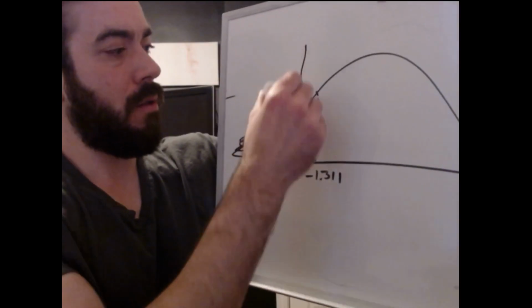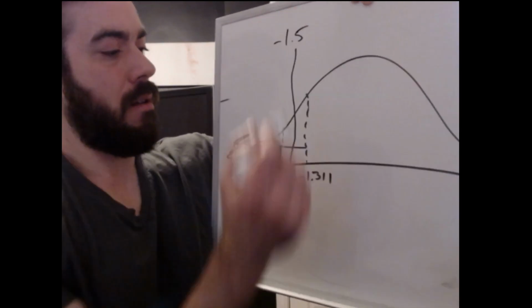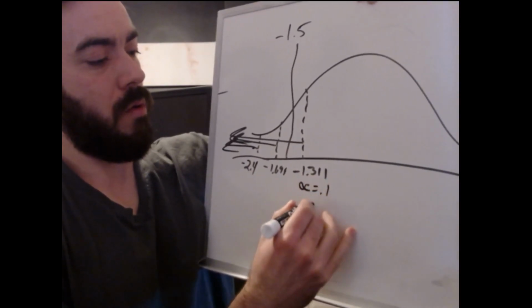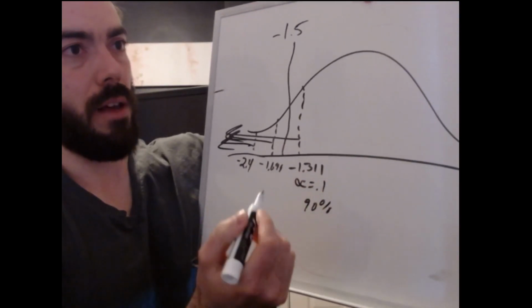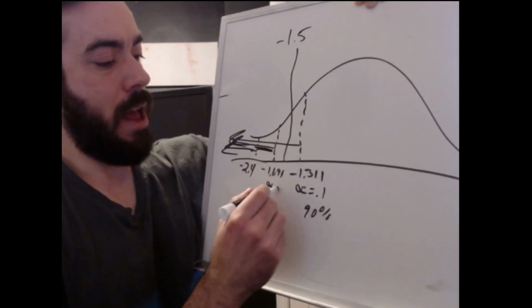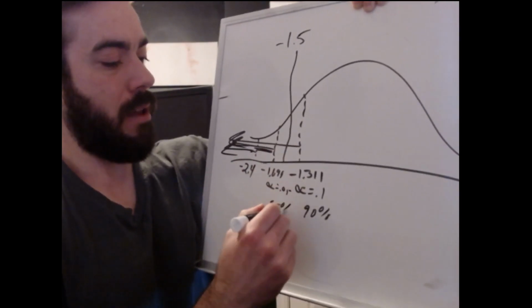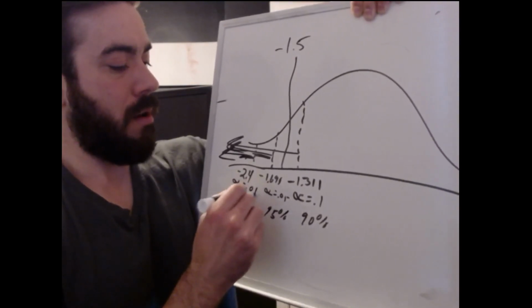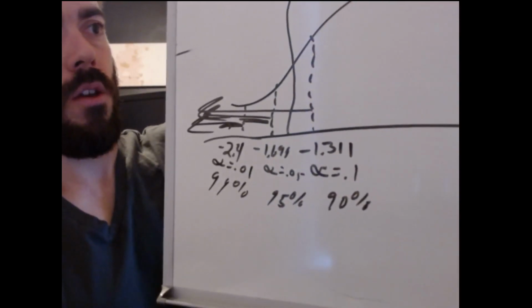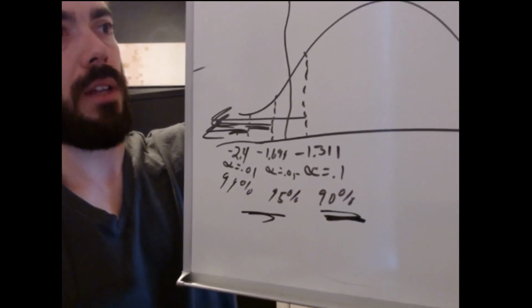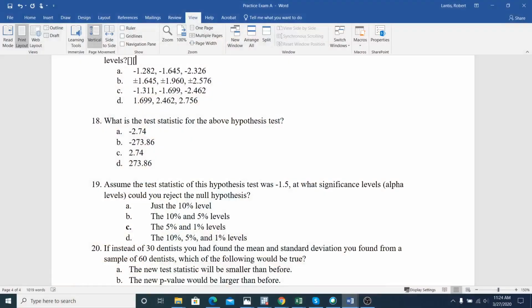So where would that be? Right here. So it's in the rejection region for my alpha of 0.1, or 90% confidence level. It's not in my rejection region for an alpha of 0.05, or my 95%, and it's definitely not in the rejection region for that alpha of 0.01, or my 99% level. So the only one that I can reject is the 90%, and I fail to reject at the 95% and 99% levels. Okay, so there would just be that 10% level.